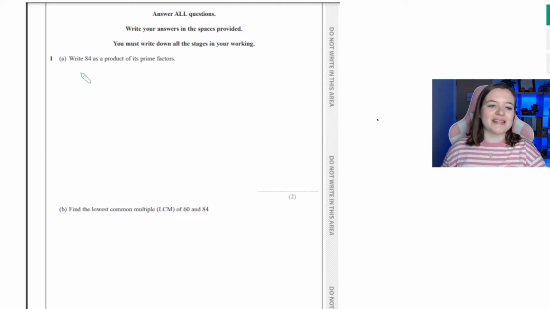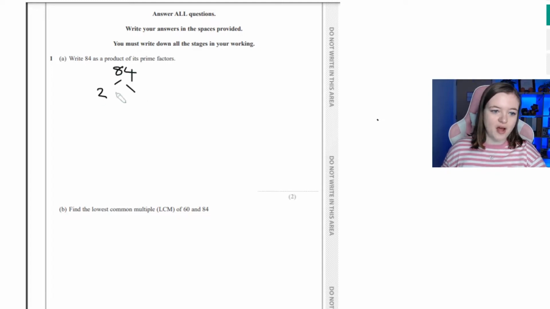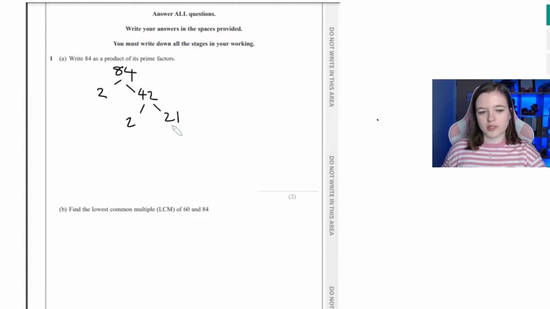Question 1. Write 84 as a product of its prime factors. So with that, we need a factor tree. I always start off with 2 if it's even, if not 3 or 5 will go into it. So 2, and then half of that is 42. So 2 times 42, 84, that's a factor pair. And then half it again, 2 and what is that, 21? 2 times 21 makes 42, so they're also factor pairs.